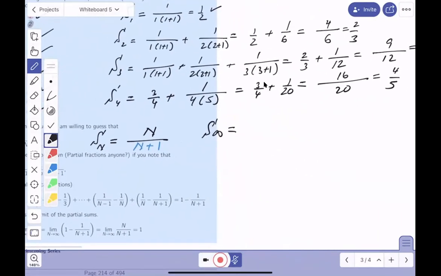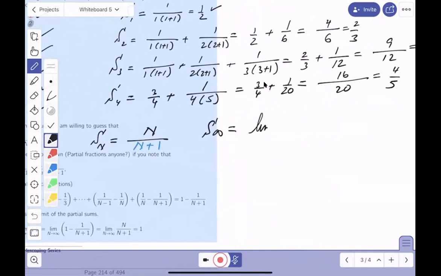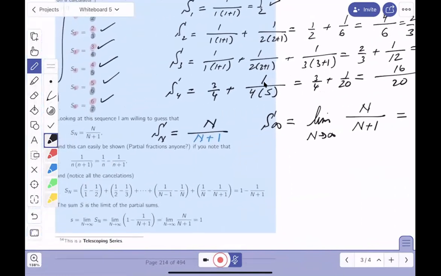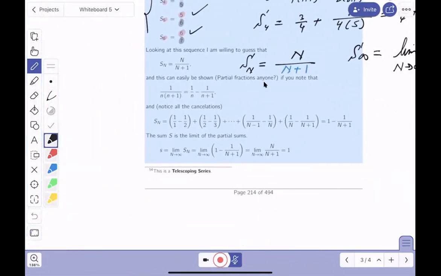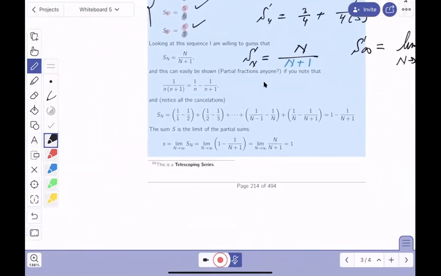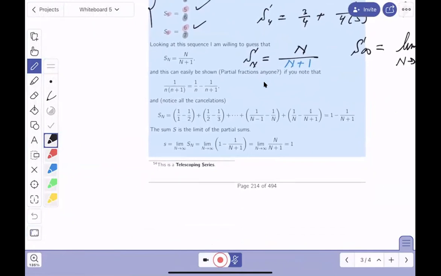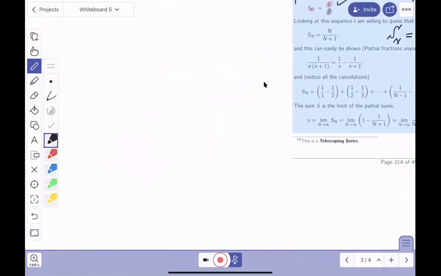Well, I take a look at a limit. As my big N goes to infinity, n over n plus 1, what would that give me? 1. All right. So what I want to do is I want to talk about what they're suggesting I do. They're suggesting I use partial fractions to do the problem. And I want to write that down for you.